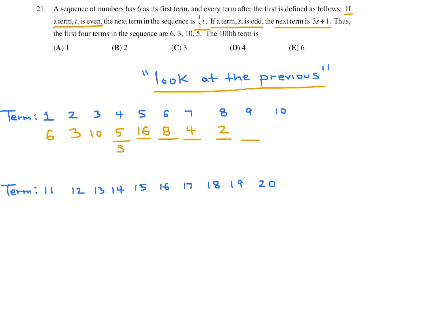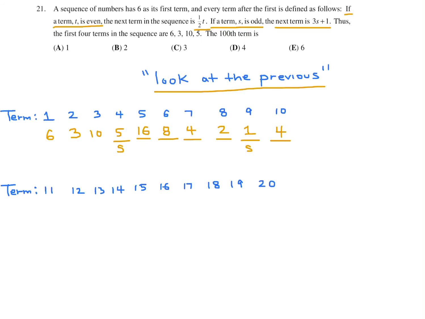9th term. Look at the previous. It was 2. Is 2 odd or even? It's even, and therefore the next term will be that term divided by 2. So you got a 1 there. 10th term. Look at the previous. Is it odd or even? This term is 1, therefore it's odd this time. So we go to our rule here. The next term would be 3s plus 1. s in this case is 1, so 3 times s plus 1 is 4. All right? And then you just keep going like that, exact same way.